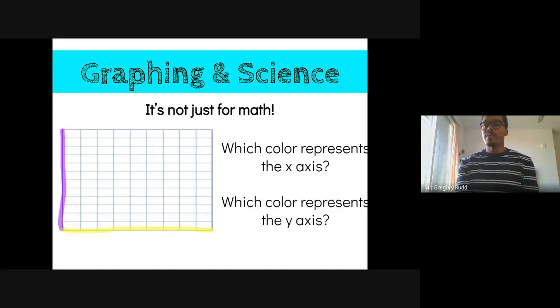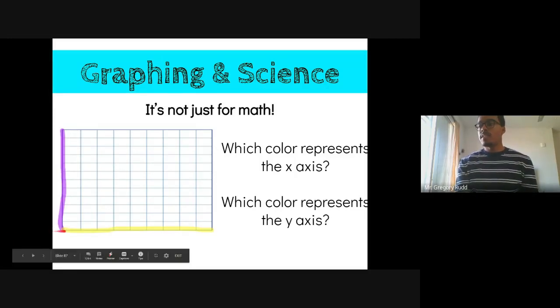Which color here represents the x-axis? Send your answer to the chat. Which color represents the x-axis here? Thank you, Jason. Yellow is the x-axis. So yellow is the horizontal line, and it represents the x-axis. Of course, that means that purple is the y-axis. All right, so that's very, very basic graphing information.